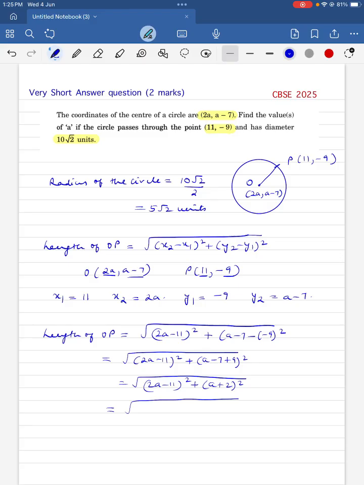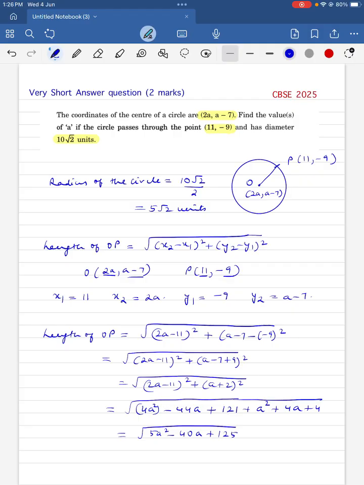Now what would that give me? (2a) the whole square would be 4a squared, minus 44a, that is the 2ab term, plus square of 11 would give me 121. Plus (a plus b) the whole squared is a squared plus 2ab plus b squared, so that will give me a squared plus 4a plus 4. Okay, so this would be 4a squared plus a squared, which gives me 5a squared. Minus 44a plus 4a gives me minus 40a, and 121 plus 4 gives me 125.